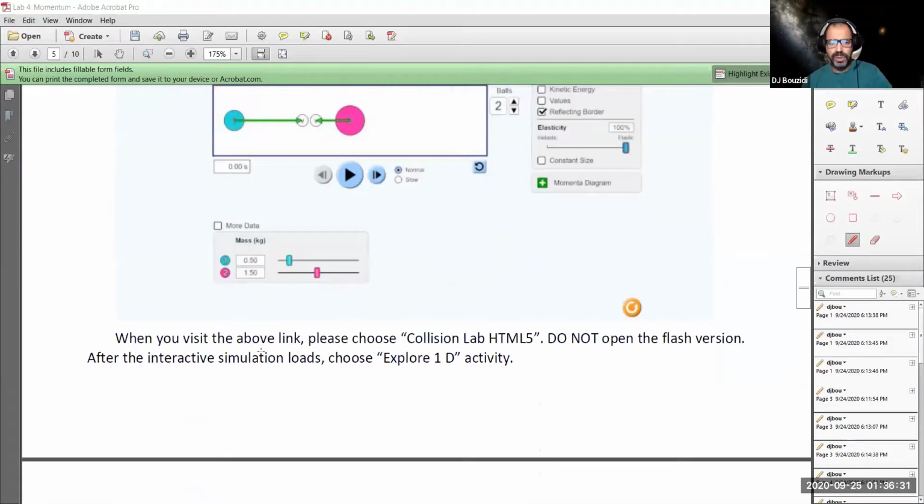So when you visit the link, choose HTML5. Do not open the Flash version, because some browsers don't even allow you to do that. You have to go through so many things to open the Flash, because Flash is basically being demoted completely. So you're going to open Explore 1D activity.